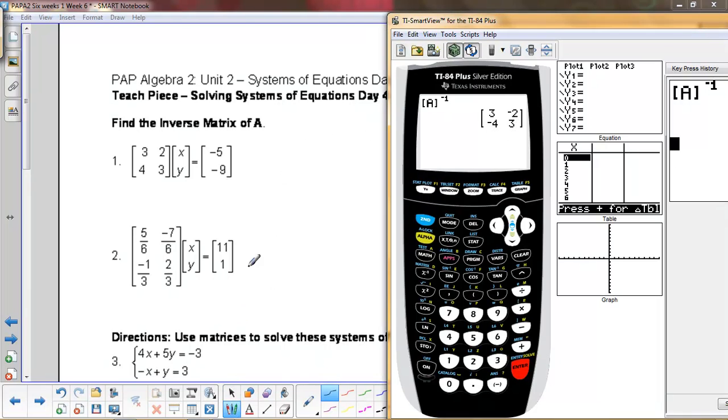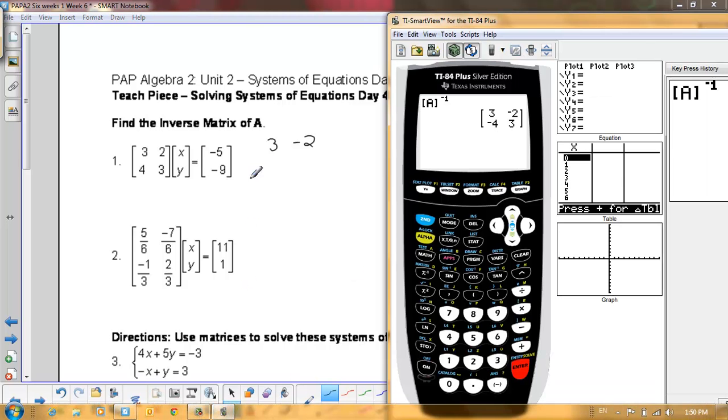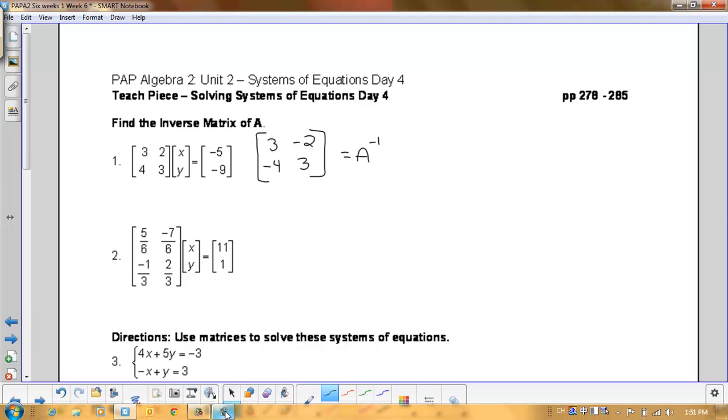So please fill in your values as 3, -2, -4, and 3. And you can label that as matrix A to the -1. Find the inverse of matrix A before moving on.